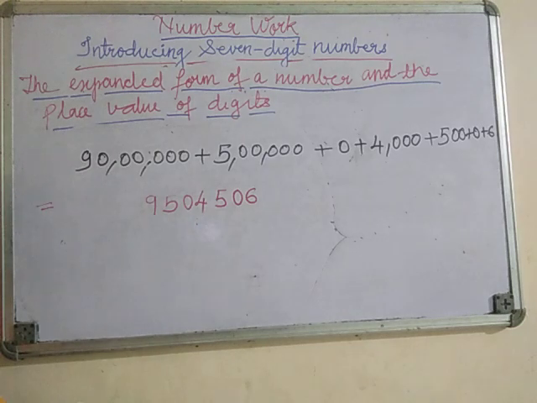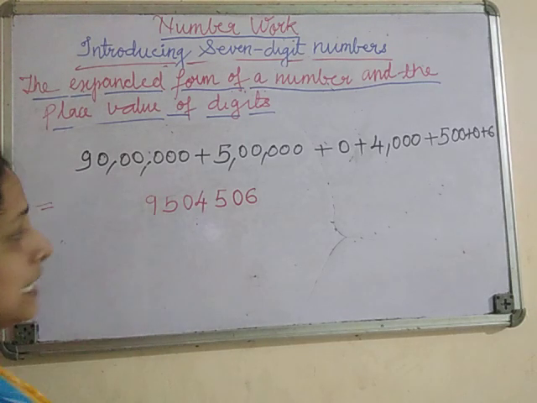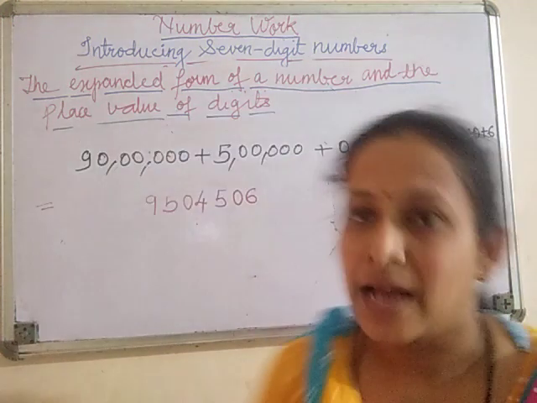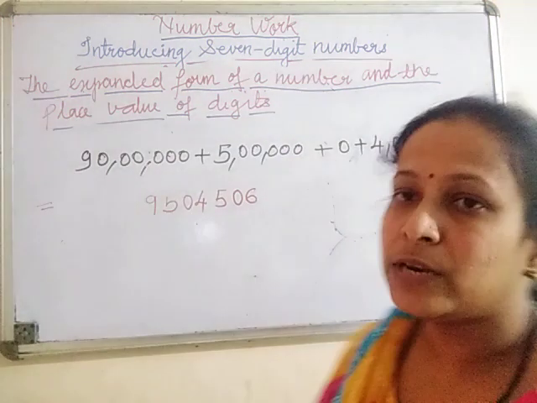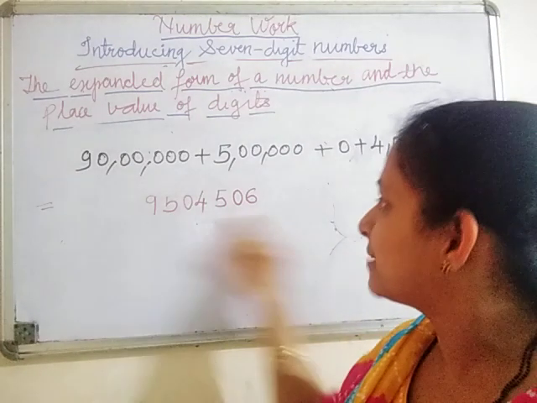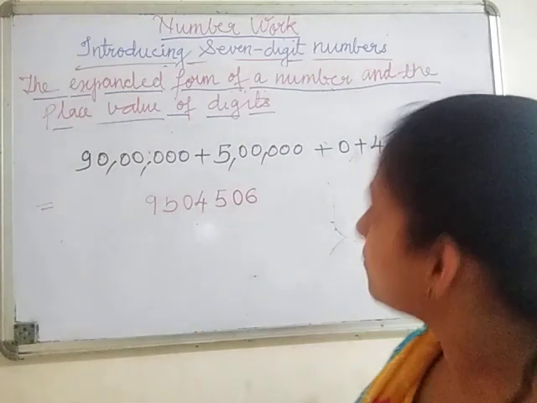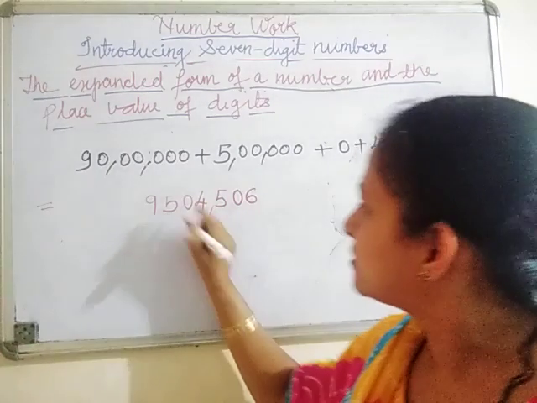Correct? So this is how you are supposed to write a number even from an expanded form. Isn't it easy, students? I hope so. You have understood this, and it is very easy, right? So now the only thing you have to do is put the commas. Very important, because you cannot read a number like this, it becomes difficult. So always put a comma first after the 3 digits, then after every 2 digits.